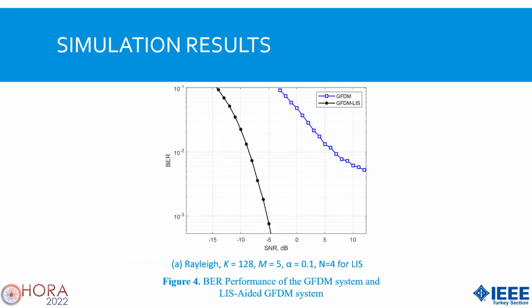Next page. In this figure, the figure shows the bit error rate performance of GFDM and LIS-aided GFDM. Here, 4 reflecting elements were used for this aided GFDM system. They were performed under the Rayleigh fading channel. You can see this system has better performance than the GFDM system.